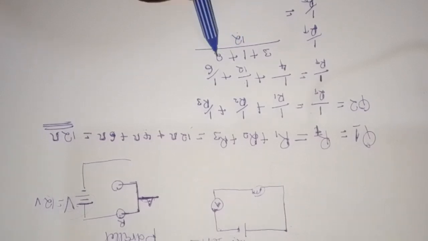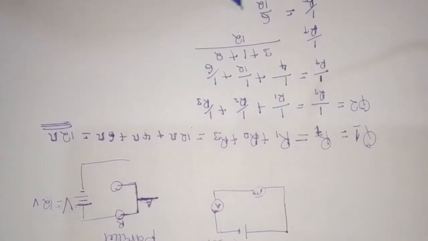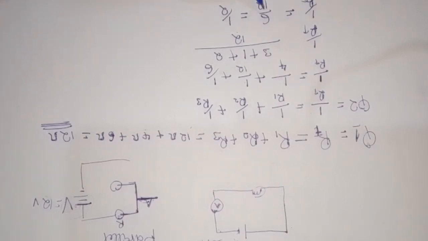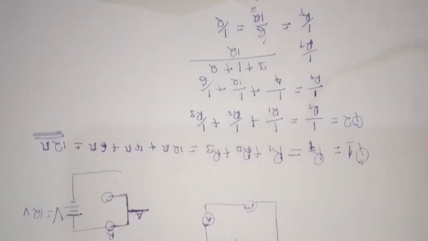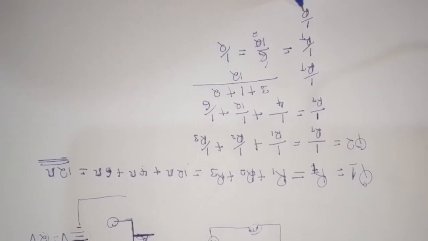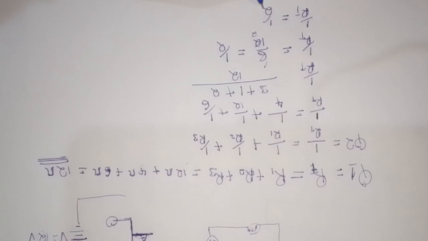4 plus 2, it's 6. 6 over 12, and in the lowest terms, we can say it's 1 over 2. If we divide 6 into 6, 1. Into 12 is 2. So there we can say we have 1 over total resistance is equal to 1 over 2.